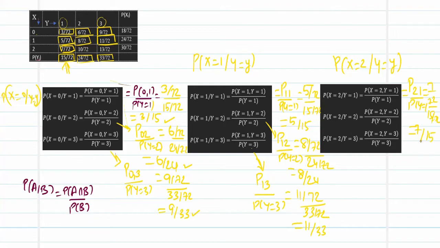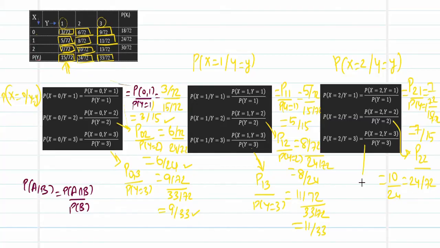Next the value over here. So this gives me probability of 2, 2. What is probability of 2, 2? x is 2, y equal to 2. The value is going to be 10 by 72. So it is going to be 10 by 72 divided by 24 by 72. So this is going to be 10 by 24.